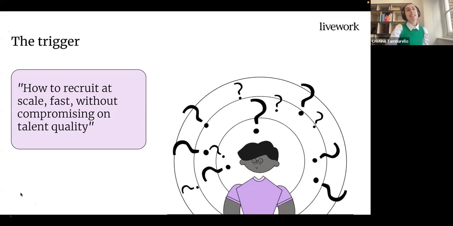So this is the challenge that the HR team faced 2 years ago now. How to recruit at scale, fast, without compromising on talent quality. And as a response, the HR team initiated a global program, on one end to standardize and globalize the core processes, as well as to improve the overall customer and employee experience.